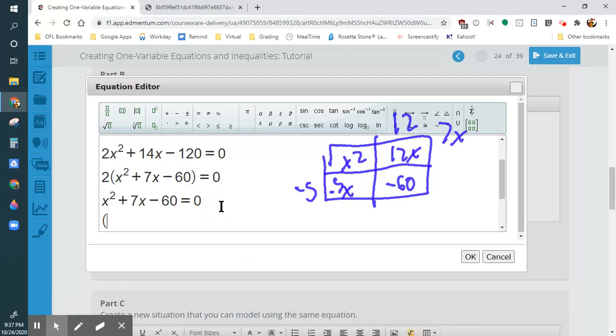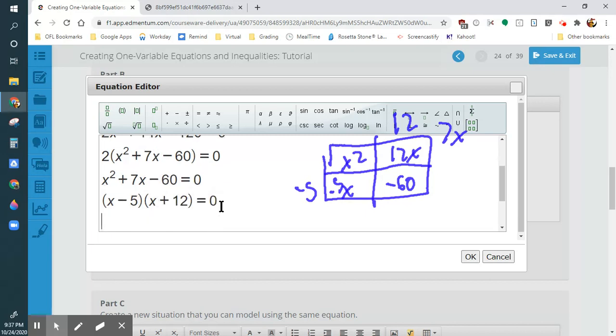So I'm going to end up getting this as x minus 5 times x plus 12 equals 0, which means my answer is x equals 5 or negative 12. Well, we can't get a negative length.